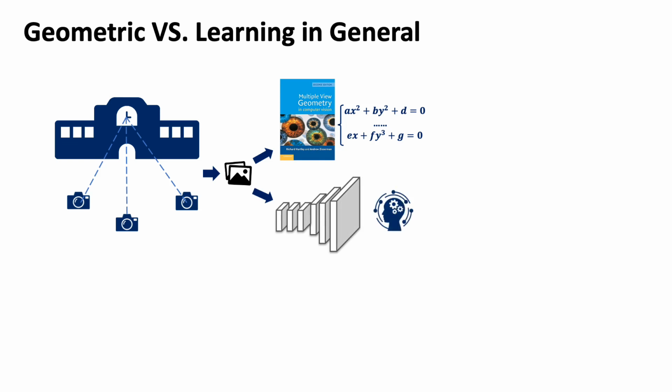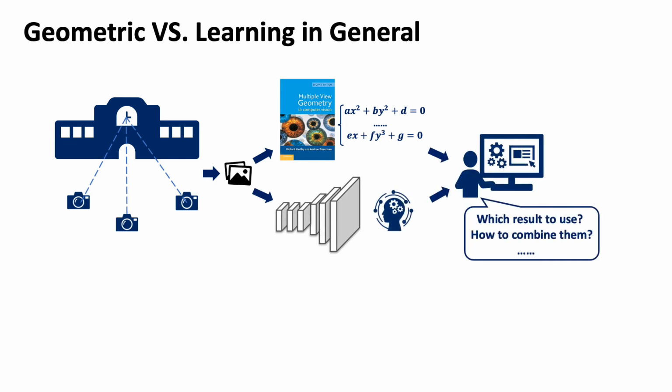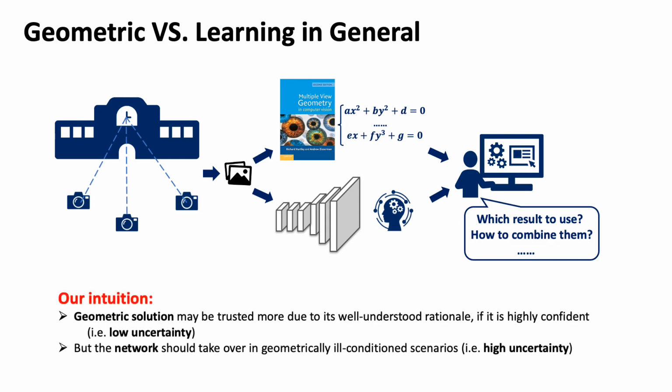A natural question arises to the decision maker. Which solution should we use for a particular set of input data? Or is there a way to combine the two families of solutions in a principled way? Our intuition is that the highly confident geometric solution should be trusted more due to its well-understood rationale. But the network should take over in geometrically ill-conditioned scenarios.